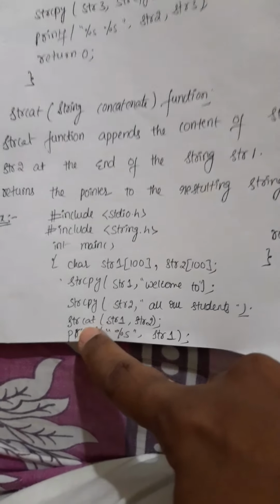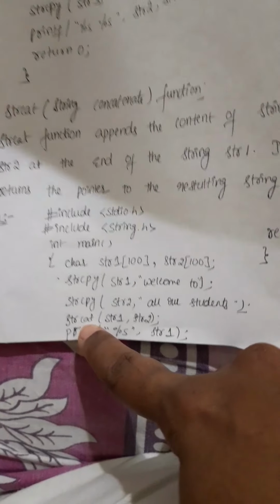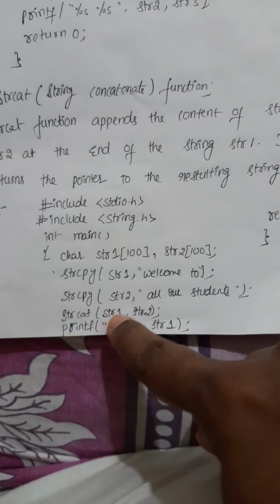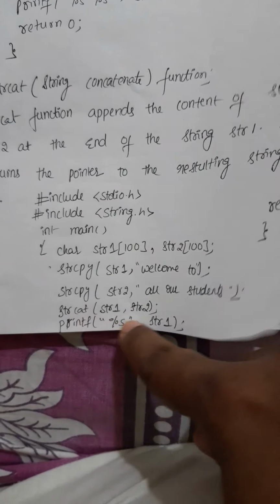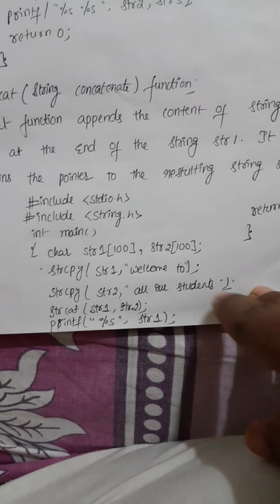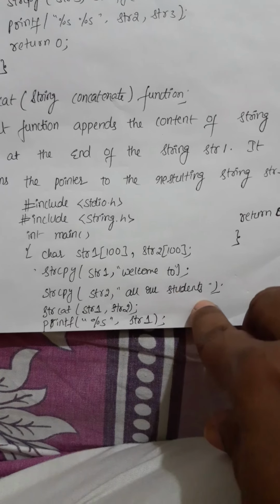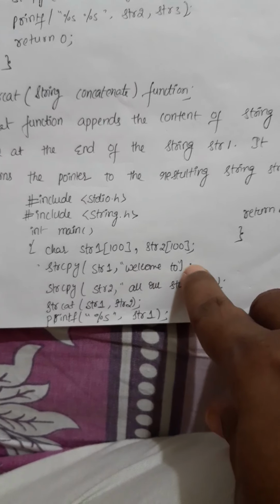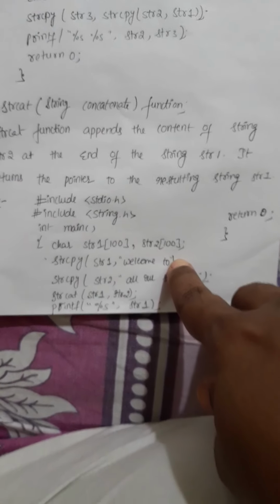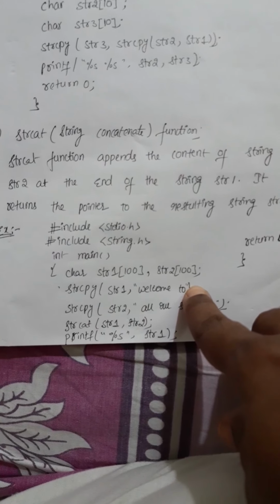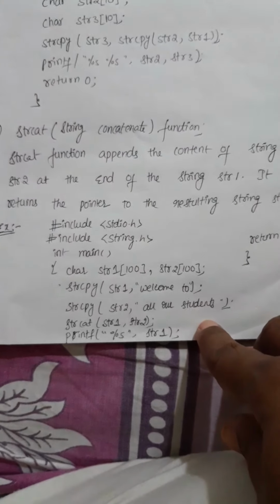Then what is the prototype or the syntax? That is strcat, with the source and the destination. Then I am going to print str1. How will it be printed for you? Welcome to all our students. That is, it is going to append string 2 to string 1. This is how you are going to write your string concatenation function. Okay, thank you.